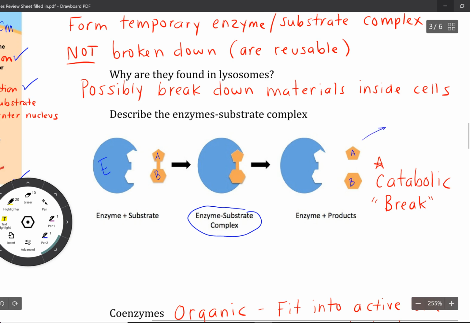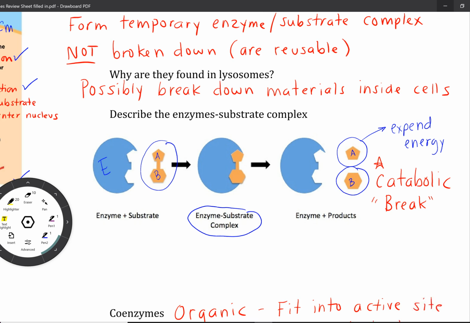In this case, you may also expend some energy. And this will happen in something like cell respiration, where you start off with this large molecule, let's say glucose, and you end up with these smaller molecules, water and carbon dioxide. That is a catabolic reaction. You are breaking something. We may also throw in the word exergonic, but we'll save that for a little bit later.